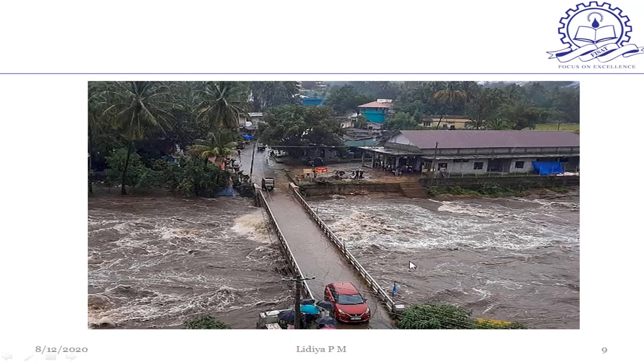I think there is no need to explain much more about this picture because we all faced the situation in 2018. It is not possible to prevent floods, but it is possible to prevent or reduce the damage due to floods by controlling the floods. Flood control or flood management also comes under water resource engineering.